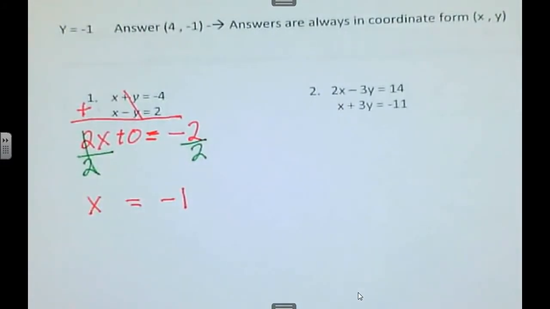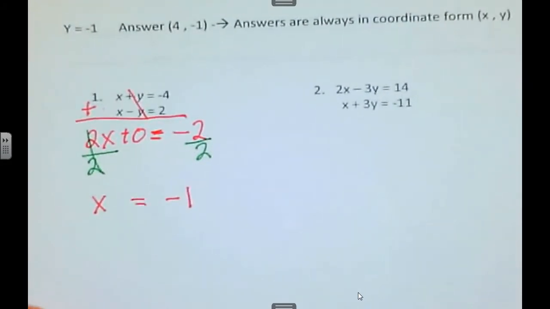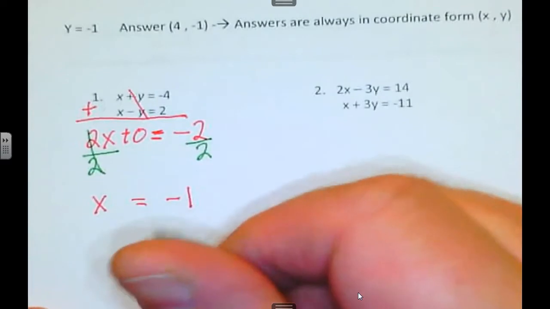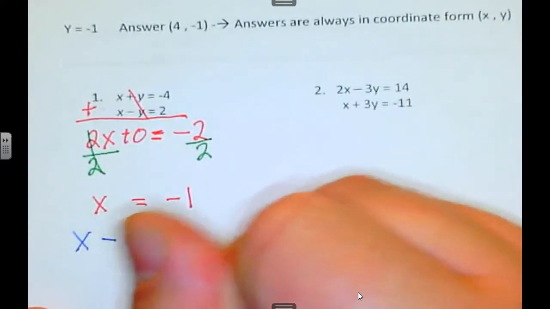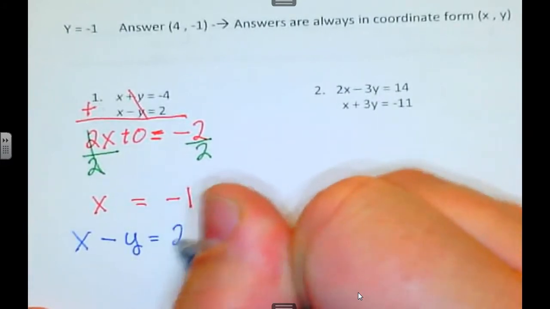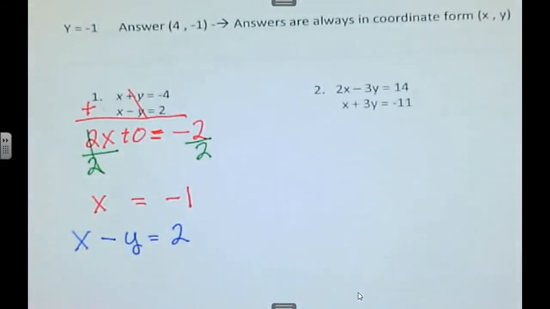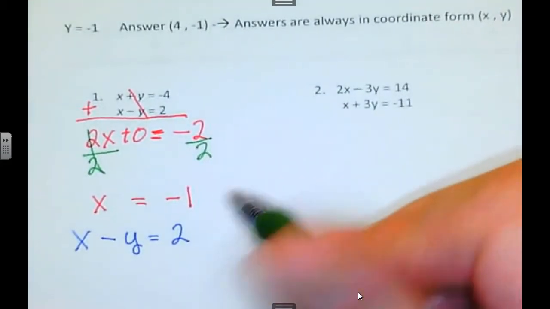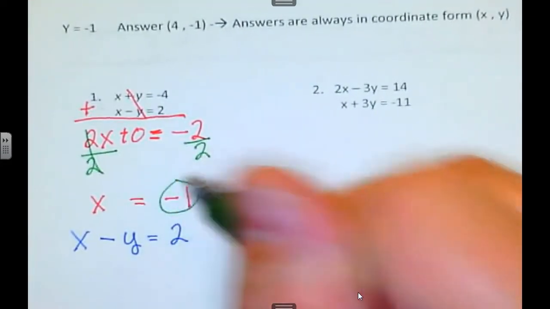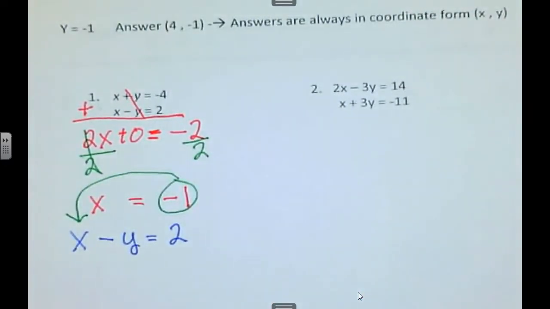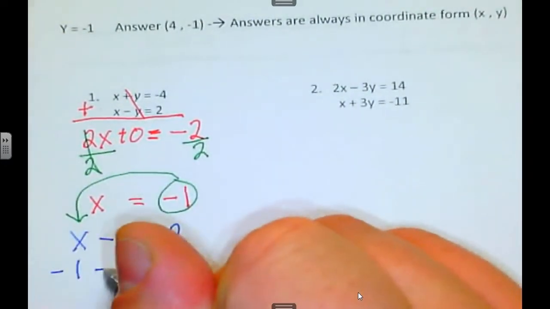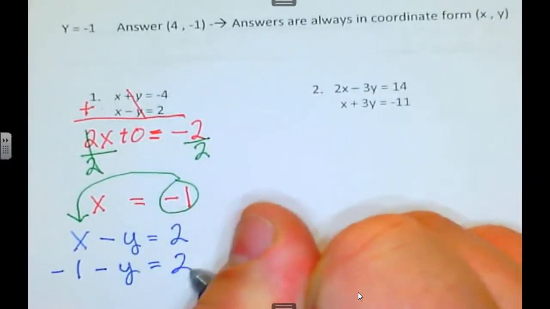Pick an equation. I don't care which one. I'll pick the bottom one, x minus y equals 2. I know that x is negative 1, so I'm going to substitute it in for x. So I get negative 1 minus y equals 2.